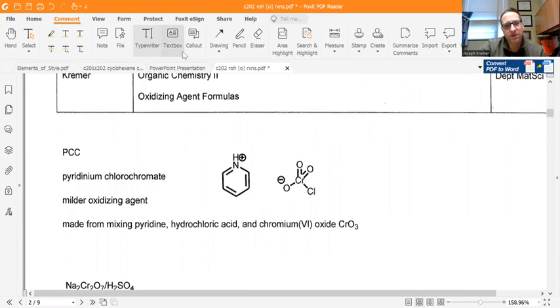Taking a look at some of our reagents here. This is called pyridinium chlorochromate, PCC. You can order this on aldrich.com, but be careful.